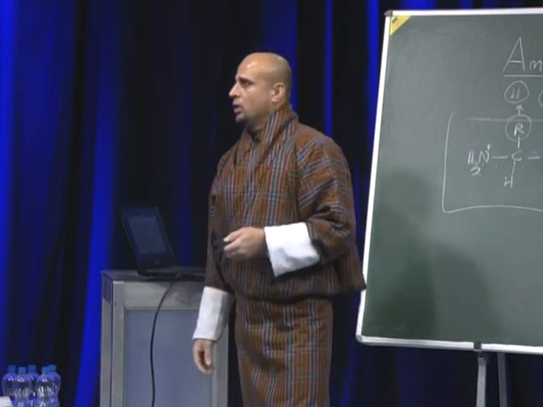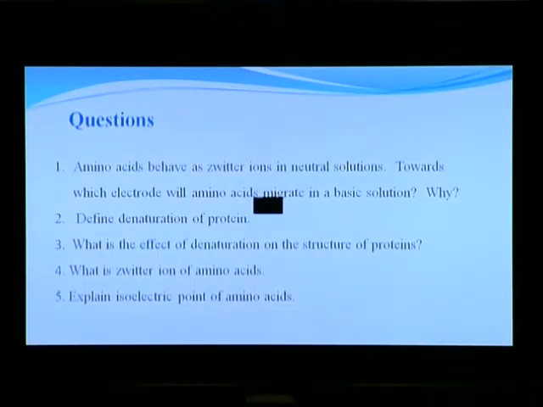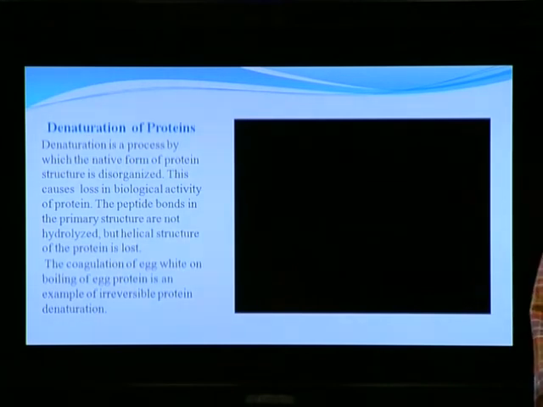Now, finally, we have come to the end of our lesson. So let me revisit again and focus on those important points that we have learned through this lesson.